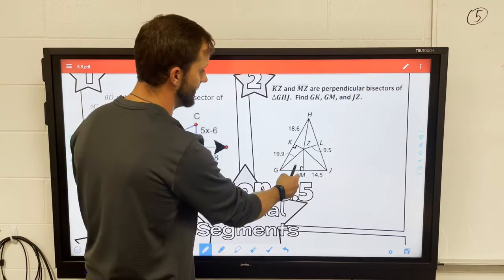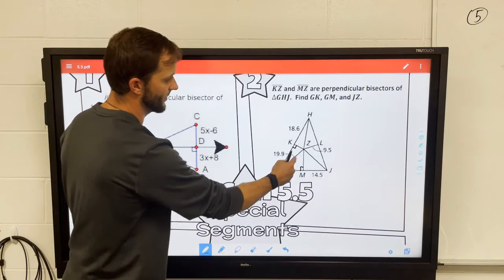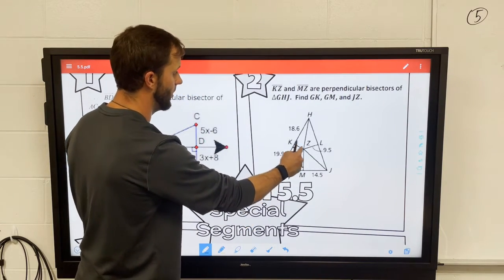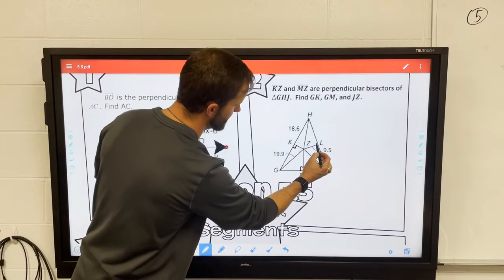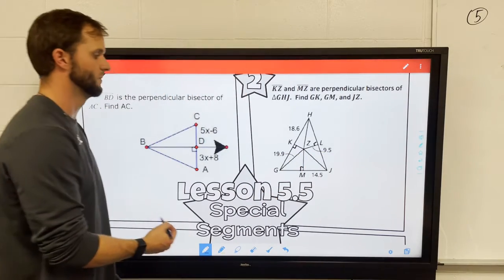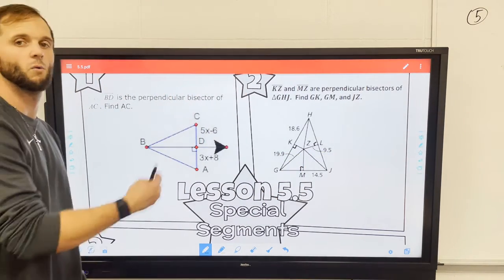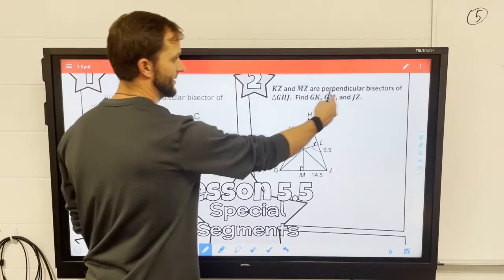And right now, since these two are perpendicular bisectors, and this is meeting at something called the circumcenter, that means this is also going to be a 90-degree angle as well, which makes it an angle bisector. So right now, we're going to use this information to find these missing sides.